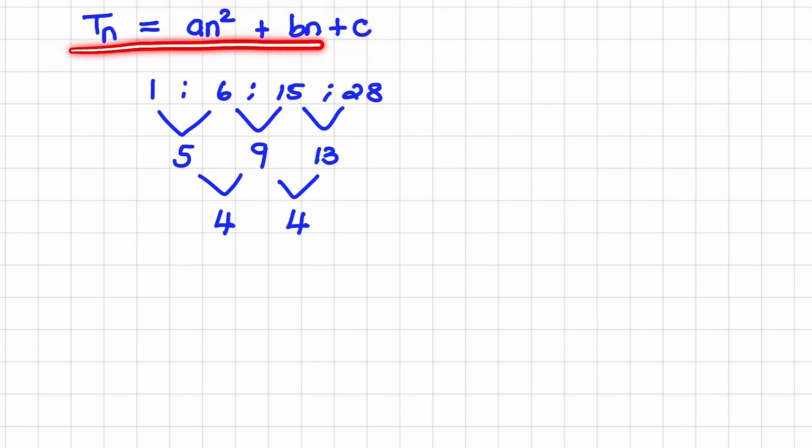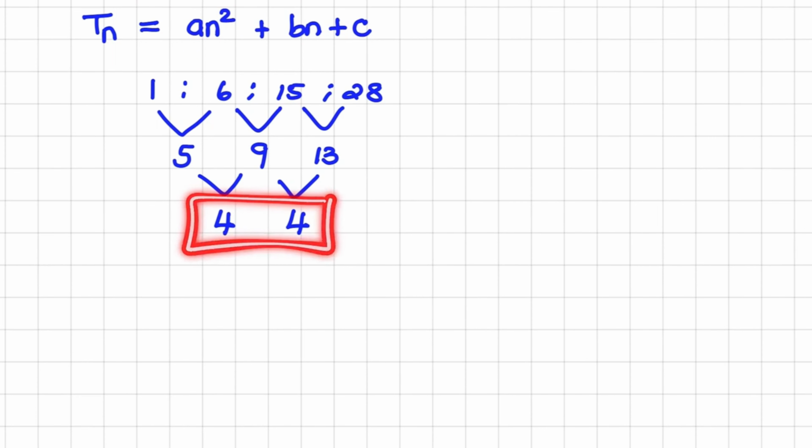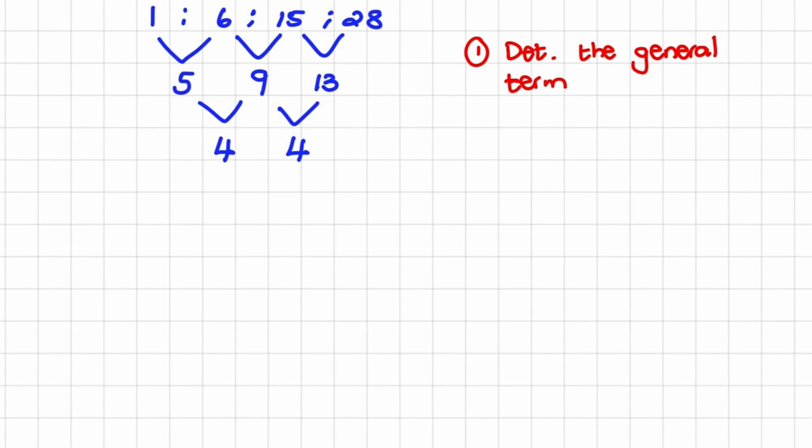And the main property of a quadratic number pattern is that the second differences are constant, meaning they are equal or the same. Now, a typical question with this type of number pattern is to determine the general term. What they mean by the general term is to find the formula for the number pattern, or the Tn equation. And we know that for a quadratic number pattern, Tn = an² + bn + c.